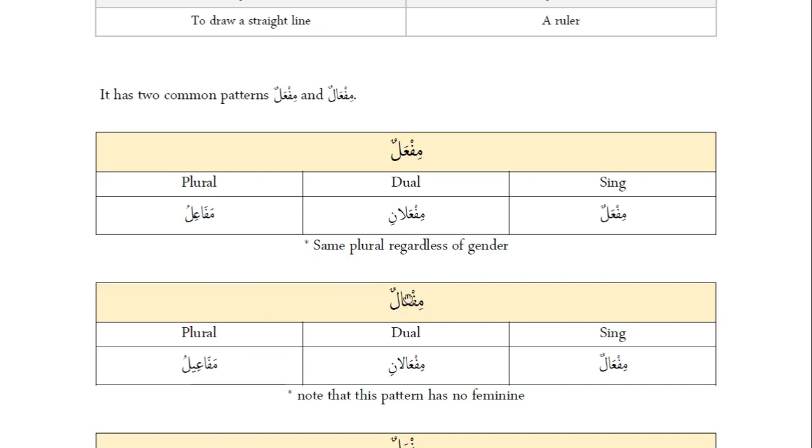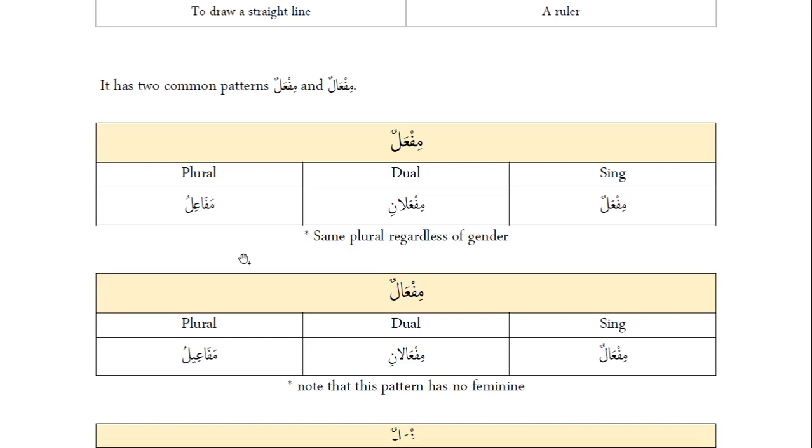And then if we take mif'alun, right, the second pattern through the conjugation would be mif'alun, mif'alani, mafa'ilun, right? And what you want to note is that this pattern has no feminine, right? This one over here does. I just didn't write it because all you have to do is just throw a ta marbuta on here, throw the ta in here, and then mafa'ilun will be the exact same.